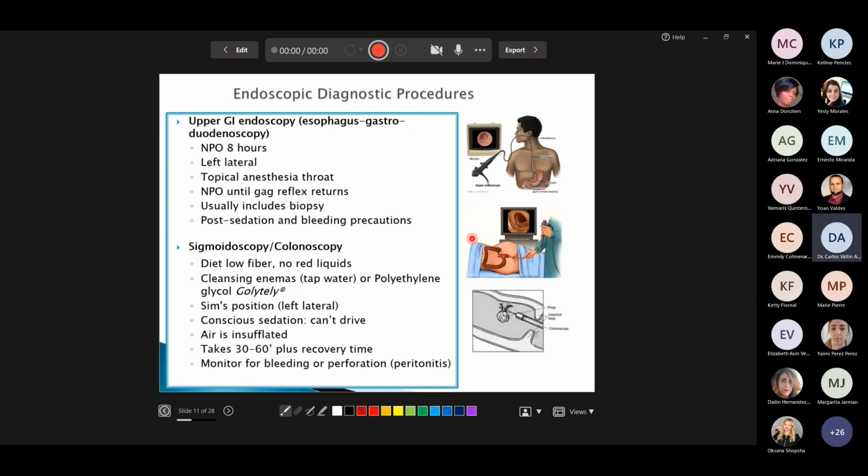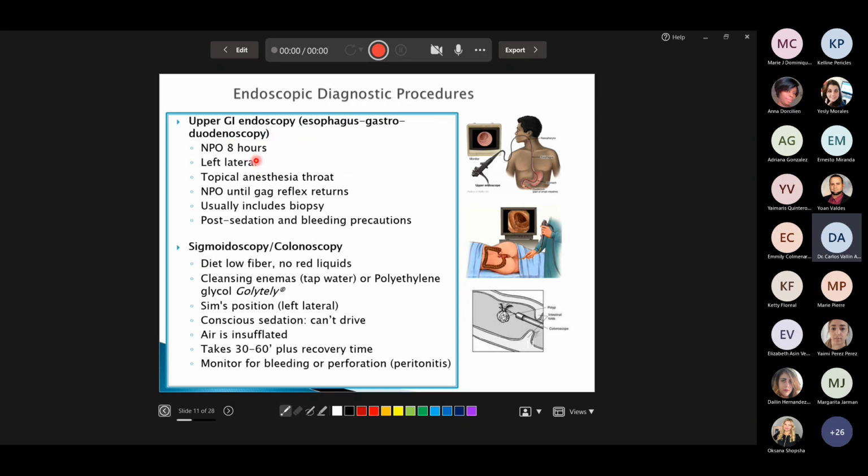The endoscopies, you know that the endoscopy can be through the mouth or through the anus. The one that is done through the mouth is called upper GI endoscopy, and the one that is done through the anus is colonoscopy. The upper GI endoscopy is to see the esophagus, the stomach, and the duodenum. So it's an esophagogastroduodenoscopy.